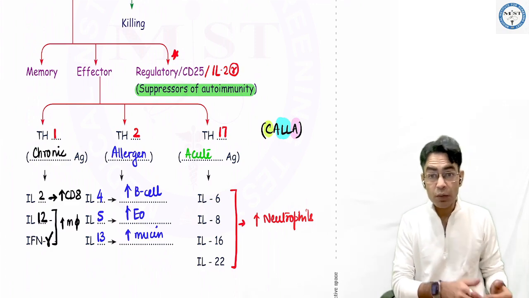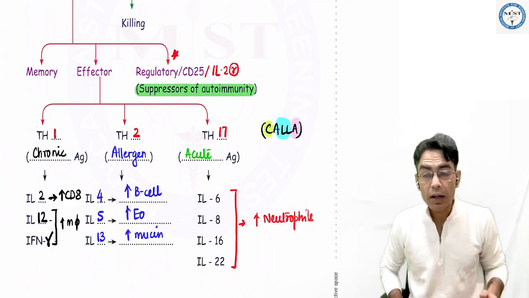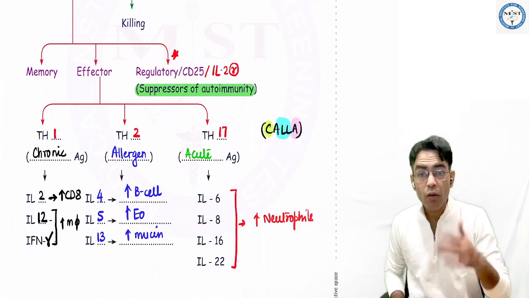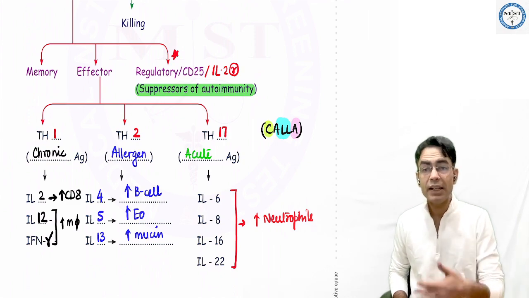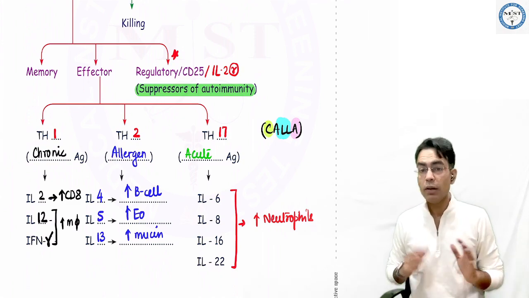Now TH1, it is 1. So it is going to secrete 1 plus 1, 2. So 2, 12, and gamma. TH2, it is 2 plus 2, 4, so 4, 5, and 13. And TH17, it is 6, 8, 16, 22.